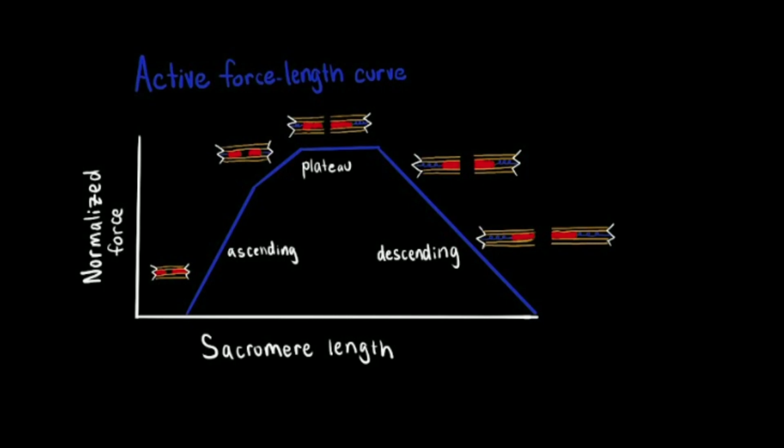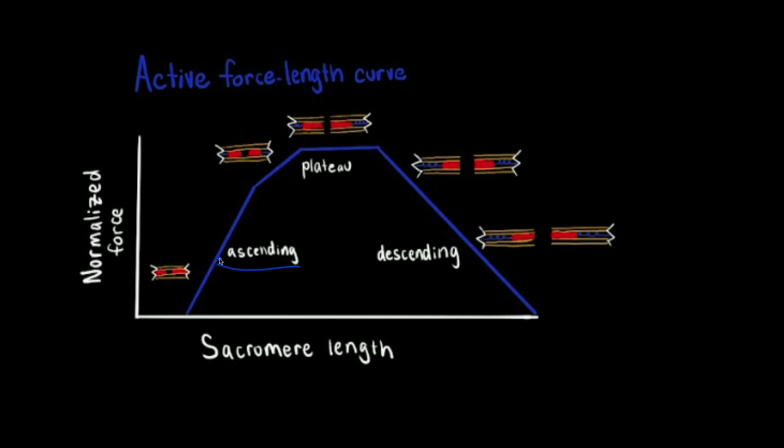In an active force length curve, as more cross bridges are formed, the more force is generated in the sarcomere. The amount of force depends on the length of the sarcomere. During the ascending phase, the sarcomere is in a shortened phase, meaning that the sarcomere is too short to make cross bridges. So the force generated starts low and increases as more cross bridges are formed.